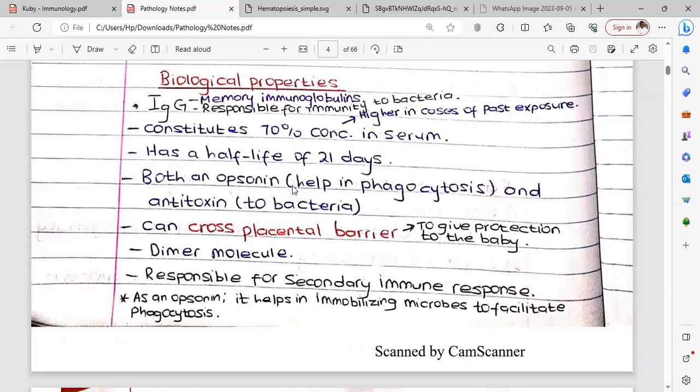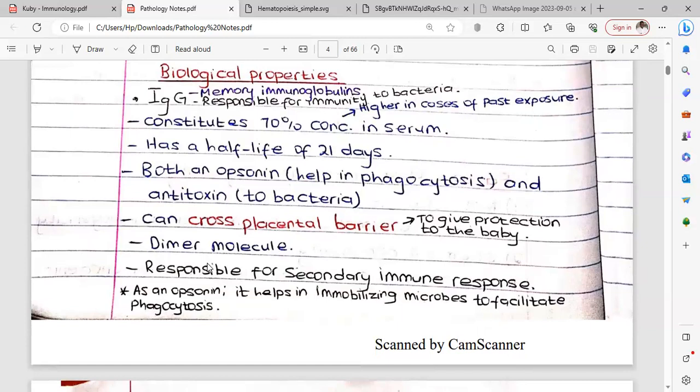Opsonin, what does it mean? It helps in phagocytosis, and the antitoxin is antitoxin to the bacteria. So we have appreciated those facts. It crosses the placental barrier. It constitutes about 70% of the concentration in serum. The half-life is about 21 days. It is found as the memory immunoglobulin and is responsible for immunity to bacteria.